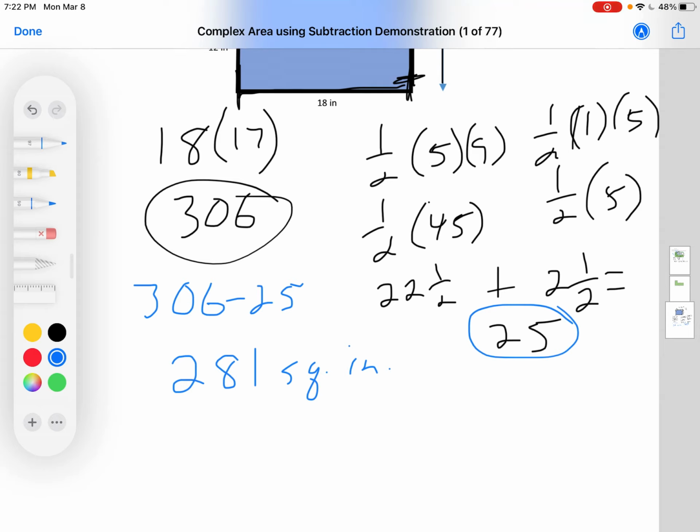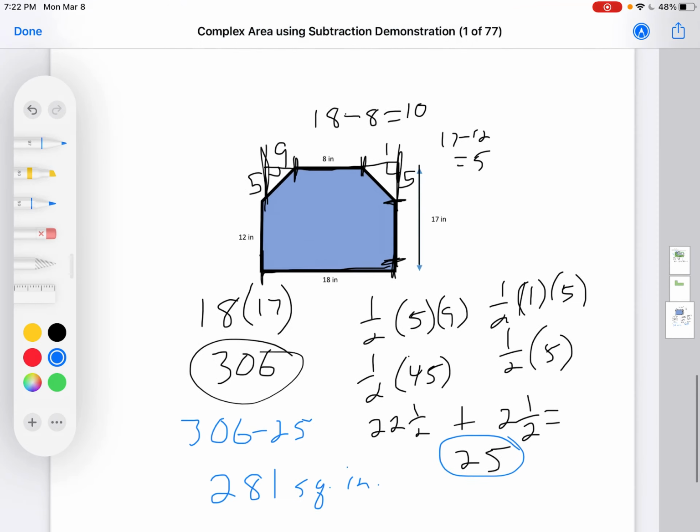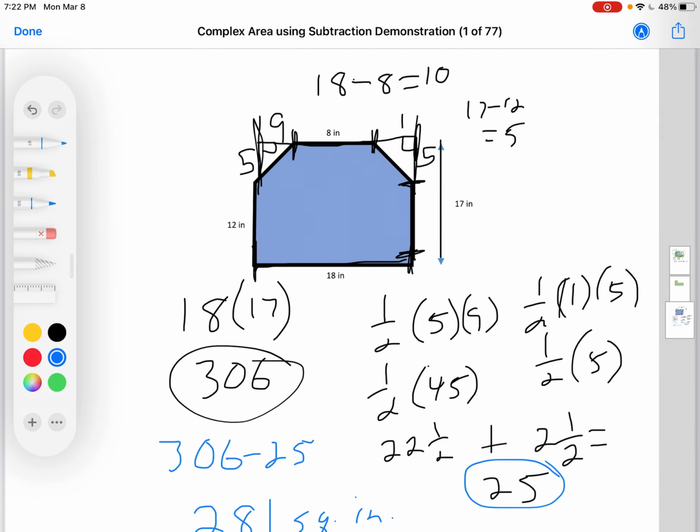And that's the idea of this. Find the area of the big shape, subtract away the parts that you're not using, and you get the area of the shaded shape. That's it.